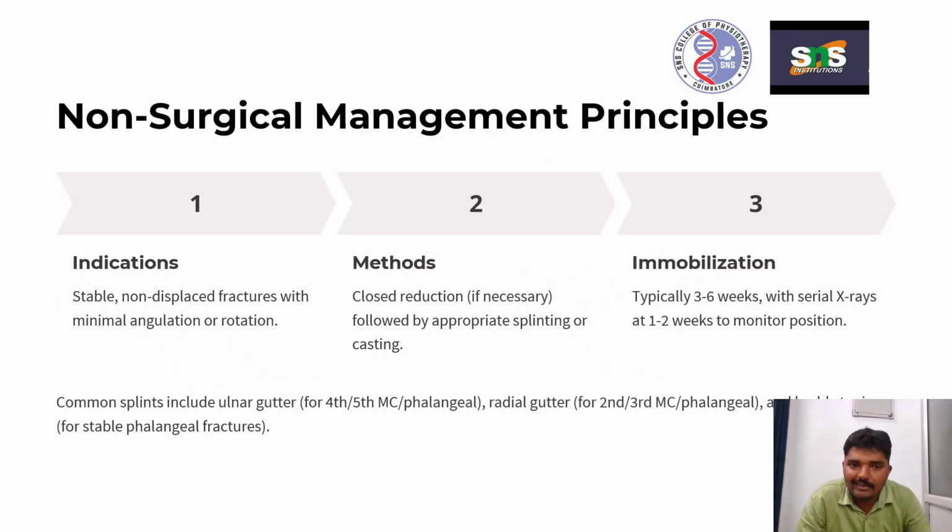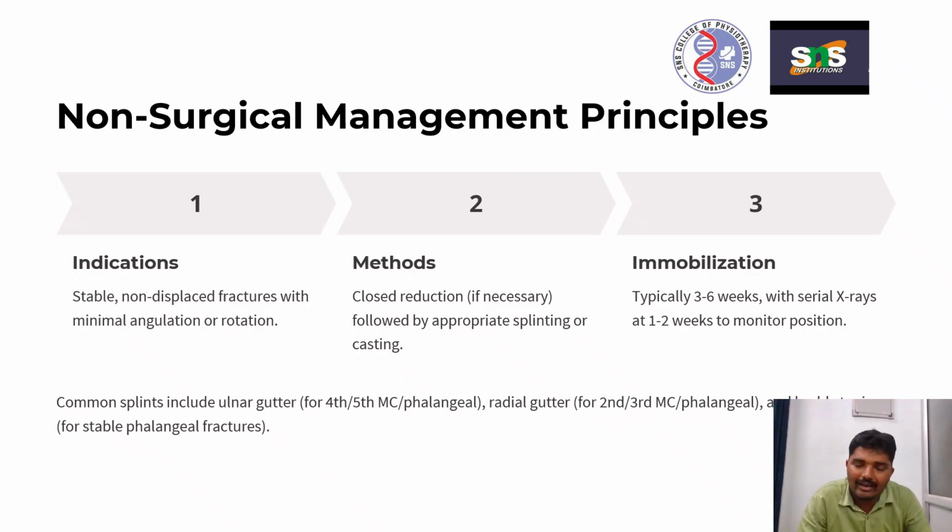The indication is mainly for stable fractures, non-displaced fractures with minimal angulation or dislocation. The method is mainly closed reduction where necessary, followed by appropriate splinting or casting. Immobilization is typically 3 to 6 weeks in a single cast. Then X-rays at 1 to 2 weeks to monitor position.